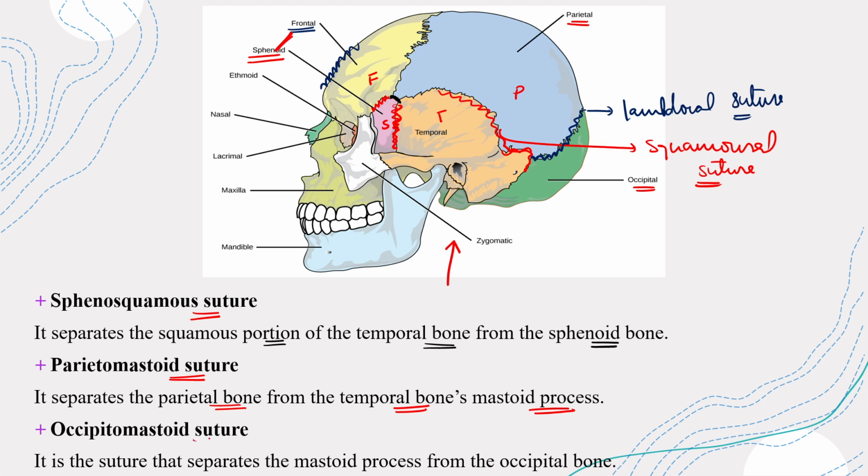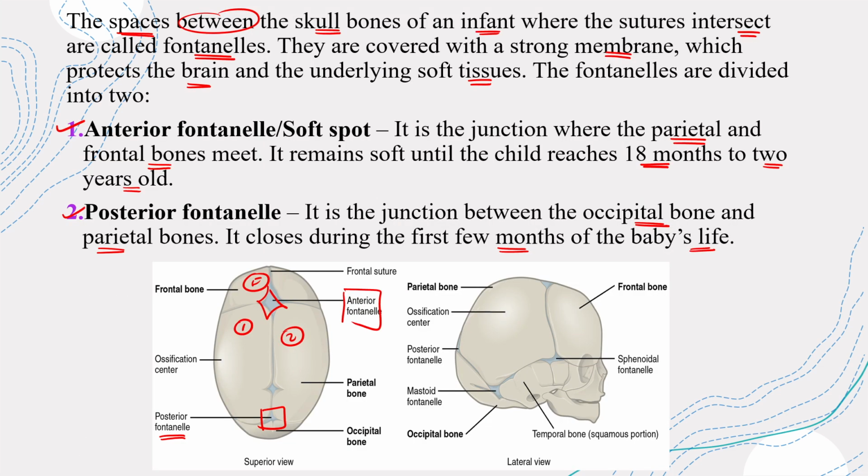Now the occipito-mastoid suture separates the mastoid process from the occipital bone. Again, it's here somewhere. It separates the occipital bone from the mastoid process. Next, we have already discussed that.